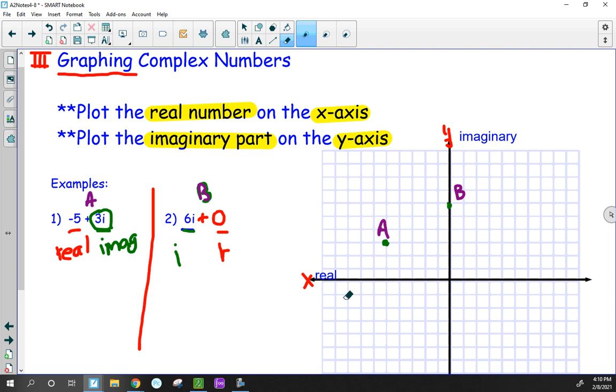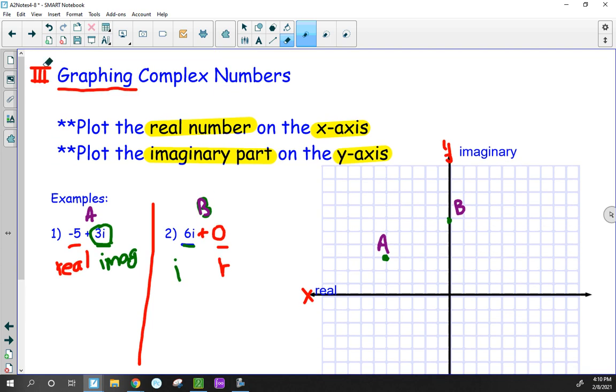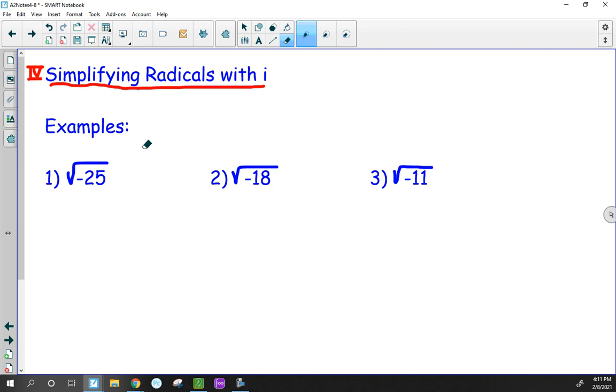Okay, so it's as easy as that. Plot the real number on the x-axis, imaginary number on the y-axis, figure out where they intersect, find your location, and label it, making sure we understand which point goes with which problem. Okay, learning target 4. How do we simplify radicals with i?